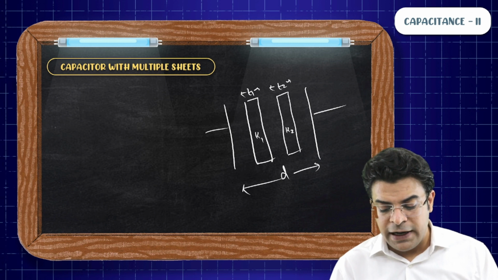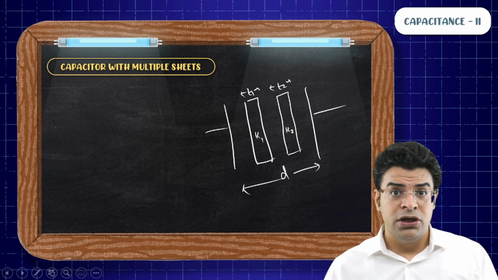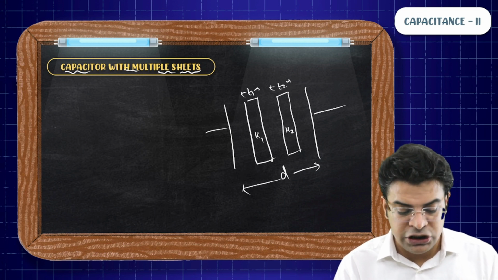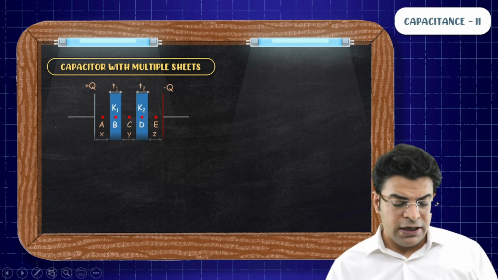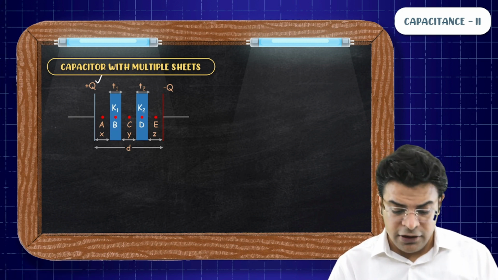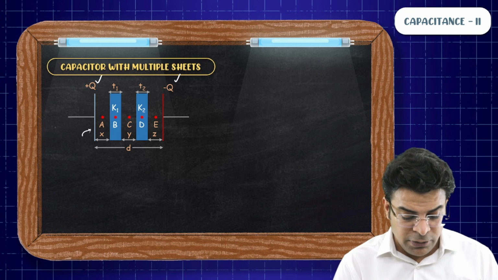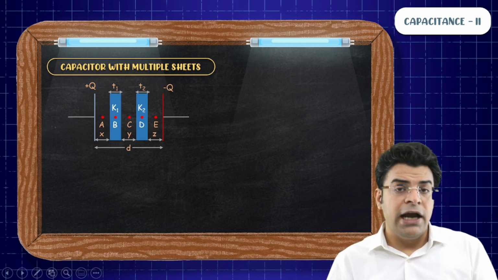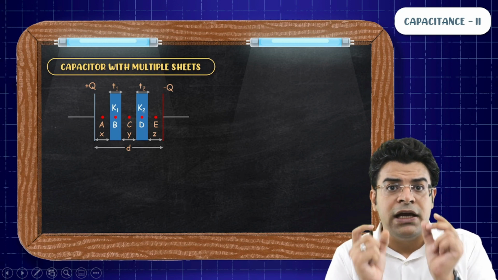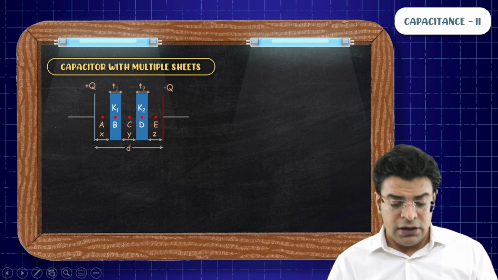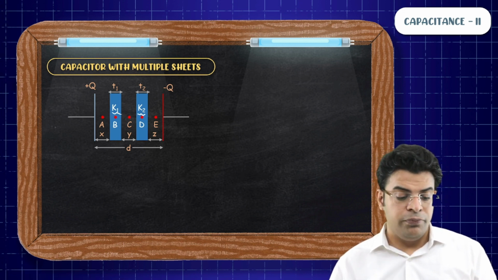Now how to find the capacitance in this case? So let's learn this case now: capacitor with multiple sheets between the plates. Let's say you have this case. The positive plate has a charge plus Q, the negative plate has a charge minus Q, and let's say the plate area is A. The separation between the two plates is D, and you have placed two dielectric slabs of thickness T1 and T2 having dielectric constants K1 and K2.